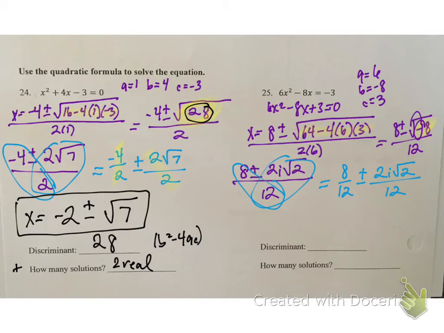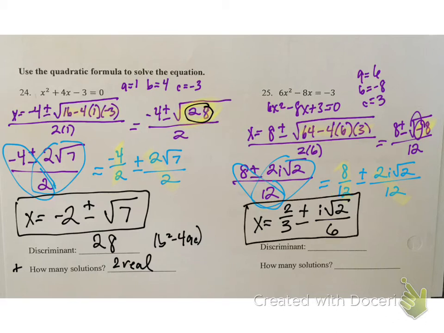Then I reduce my fractions. 8 over 12 reduces to, if I divide by 4, I get 2 over 3 plus or minus 2 over 12. So I can reduce these and these. 2 over 12 reduces to 1 over 6. So i root 2 over 6. My discriminant would be negative 8, the stuff under the radical. So that means that I have 2 imaginary.